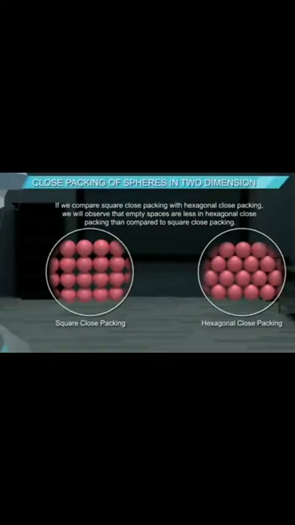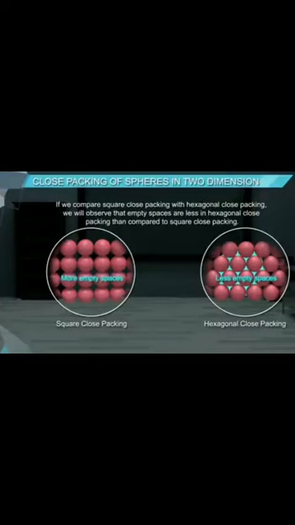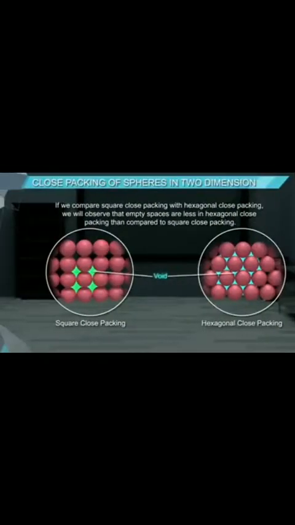Now just compare the two types of packing in 2 dimension, square close packing and the hexagonal close packing. What can we see from here? We can see that the empty space, the hollow part in the square close packing is more in comparison to the hexagonal close packing. If we compare square close packing with the hexagonal close packing, we will observe that the empty spaces are less, and these empty spaces are known as voids, right?